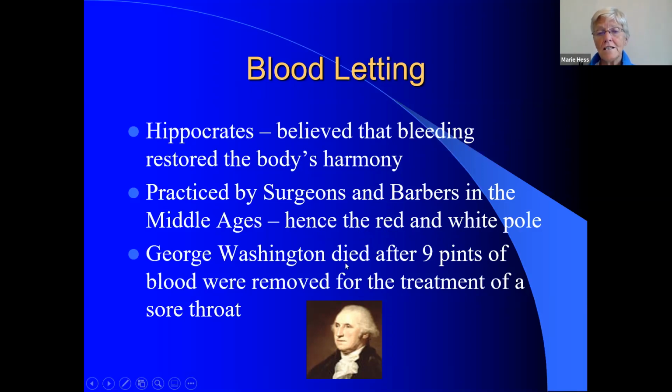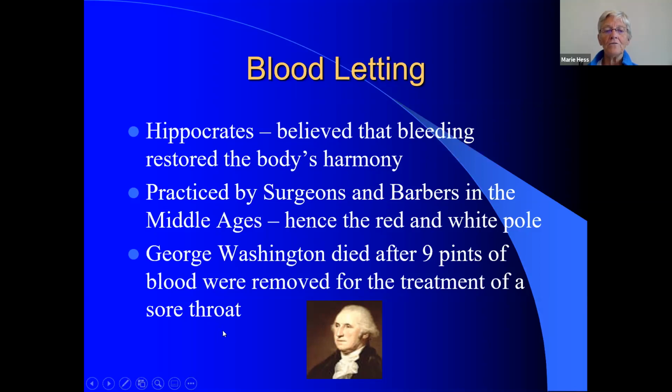And George Washington died after 9 pints of blood were removed for the treatment of a sore throat. I happened to go to his house in Virginia on a trip, one of those historical kinds of things. One of the things we learned from that was he had a sore throat. He was out tending his cows and sheep and all, and came and said, oh, I got a sore throat.